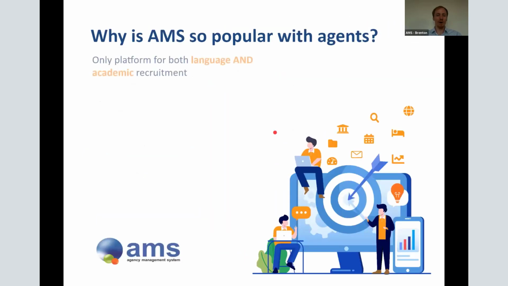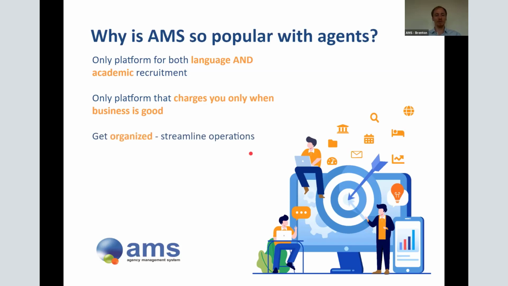Okay. Why is AMS popular with agents? First of all, it's a platform that works for language as well as for academic recruitment. So it caters to all the different nuances with both those types of operations. How it works also is that AMS is not a monthly service. You only pay for AMS when you have students that are enrolling to your agency. So in that way, during times like now, while everyone is working from home and things are moving more slowly, you wouldn't be paying for AMS. Of course, it helps you to get more organized. This is the overarching goal of the platform. We are here to also help you diversify your portfolio by adding new colleges and universities.